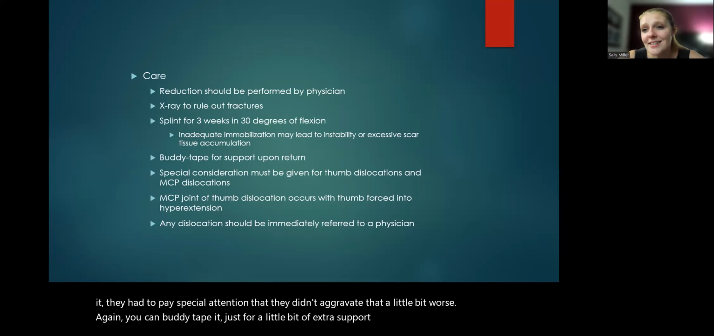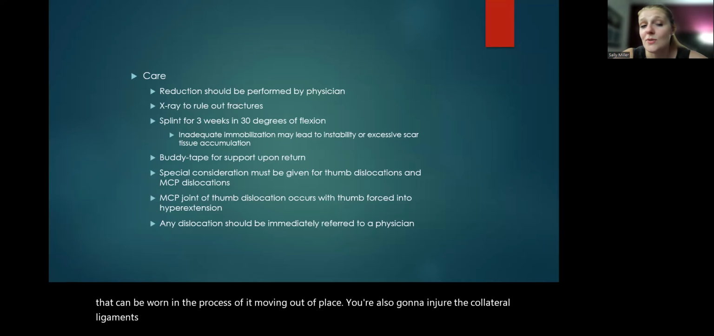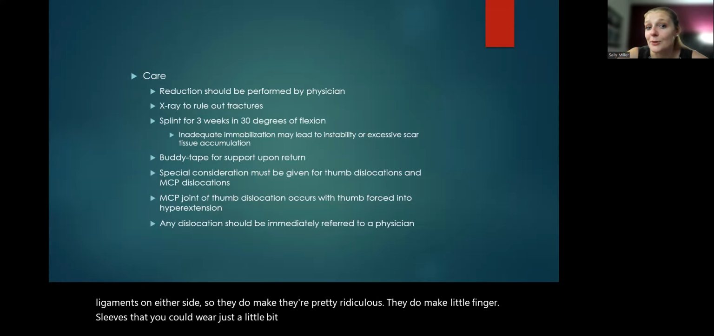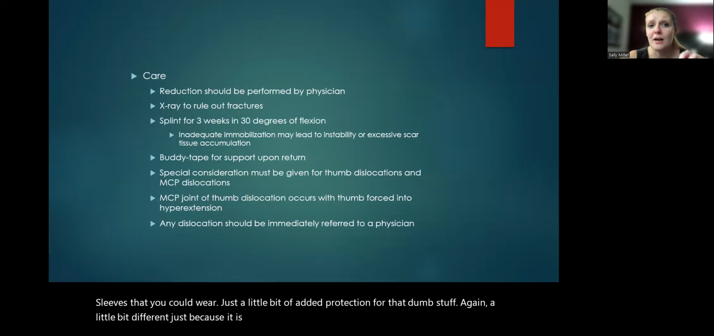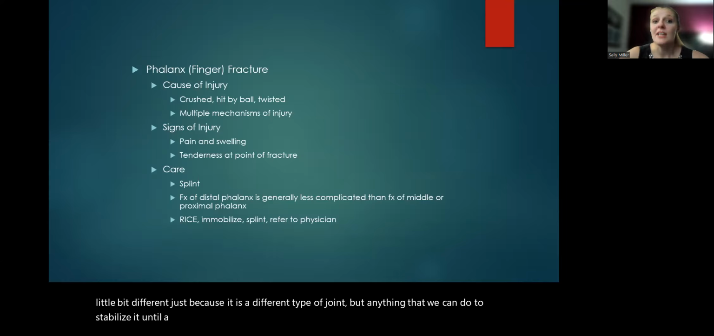There's a lot of other braces that can be worn. In the process of it moving out of place, you're also going to injure the collateral ligaments on either side. They do make little finger sleeves that you could wear, just a little bit of added protection for that. Thumb stuff is a little bit different just because it is a different type of joint. But anything that we can do to stabilize it until a fracture has been ruled out is going to be important.